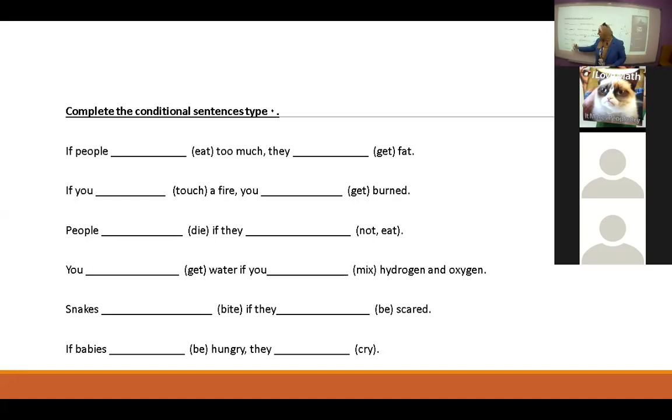Okay. You get water if you mix hydrogen and oxygen. If anyone ever asked you this question, the verbs between brackets are always in the bare form. They are bare infinitive, base form, okay? No additions. There is no tense here because they are between brackets and we are asking you to change them.